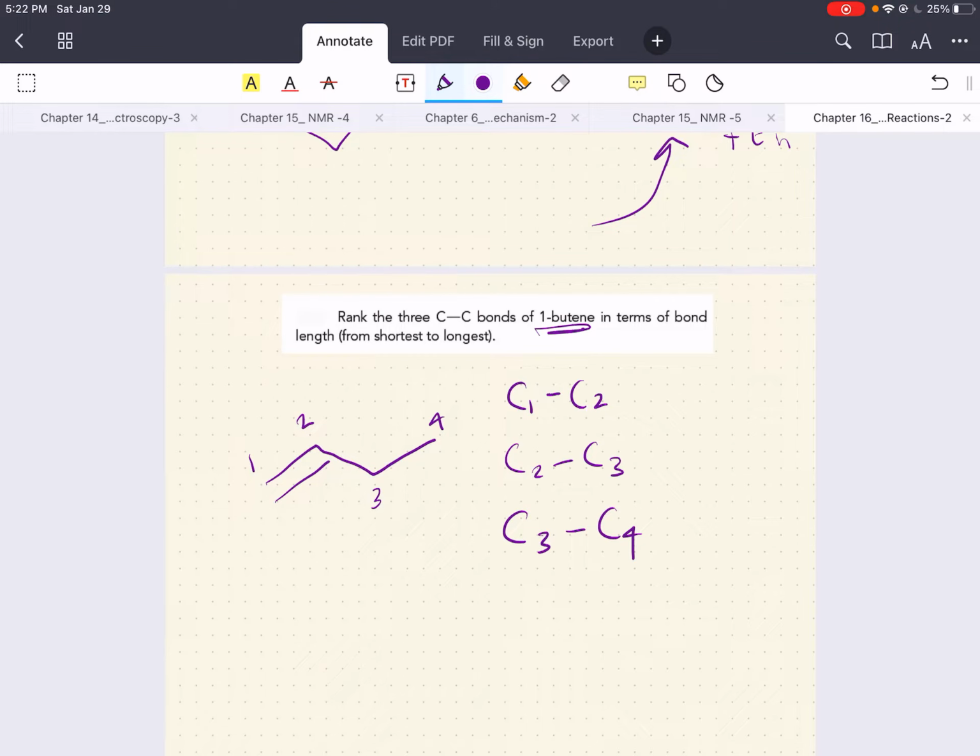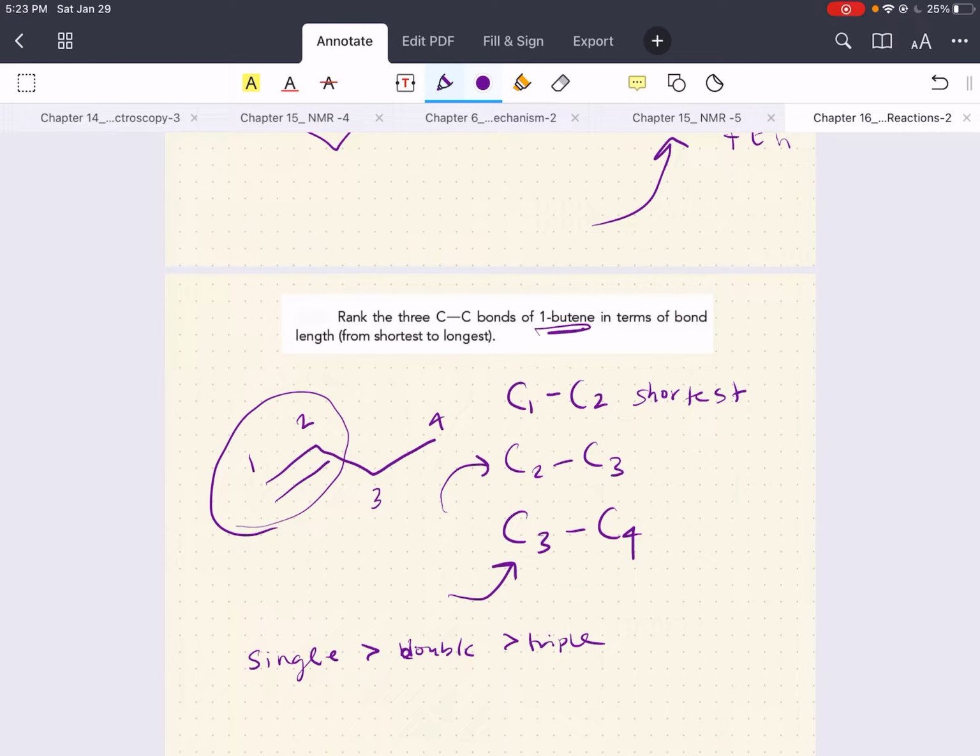Now we know that single bonds are longer than double bonds. Double bonds are longer than triple bonds. All right, so our double bond here between carbon 1 and carbon 2 is going to be our shortest bond length, all right? Fantastic. Now all we have to do is compare C2 bonded to C3 and C3 bonded to C4. Well, the next shortest bond length is going to be C2 and C3, all right?